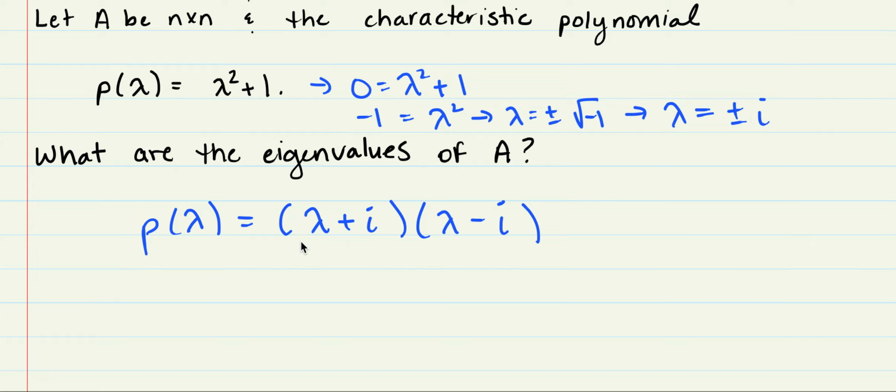And remember, the characteristic polynomial is lambda minus the eigenvalue. So I'd have lambda minus a negative i, which becomes a plus i, and lambda minus a positive i, which becomes this. It's interesting that whenever you have a complex eigenvalue, you're going to have a second one, and it's going to be the complex conjugate of the eigenvalue you found.